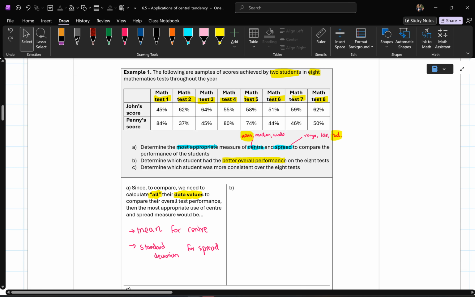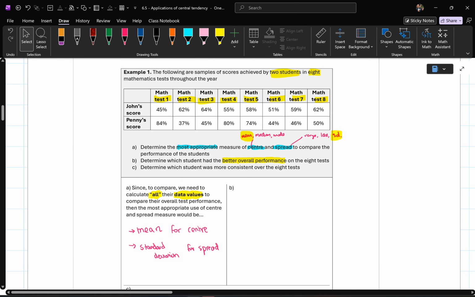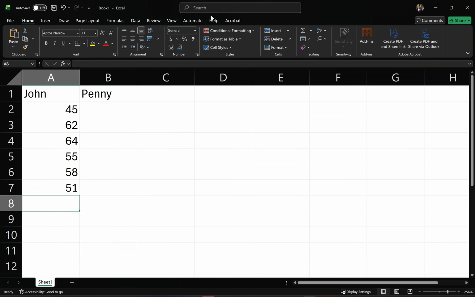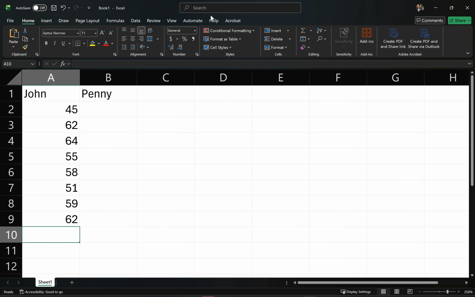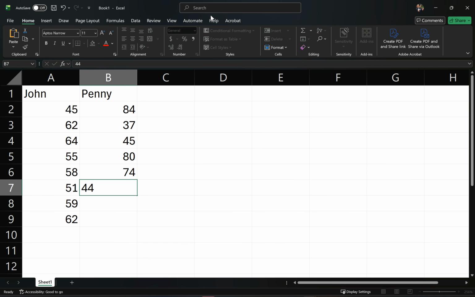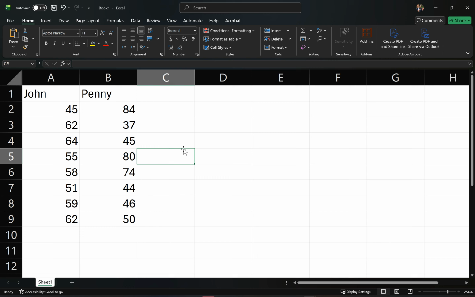Let's see. John got 45, 62. So 45 for the first test, 62 for the second, 64, 55, what are the next numbers? 58, 51, and 59, 62. You see how I'm just entering all the data in? Let's go with Penny. What numbers for Penny? We've got 84, 37, 45, 80, 74, 44, 46, and 50. That's probably the hardest bit that you have to do. So I've entered all my data.